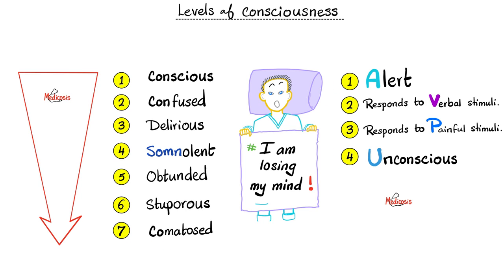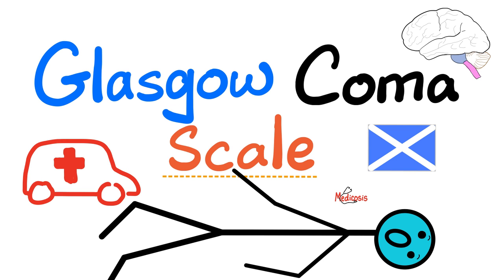Another system goes like this: alert, response to verbal stimuli, response to painful stimuli, and unconscious, which is the worst. So this is the AVPU system. And then there are some scores, such as the famous Glasgow Coma Scale.